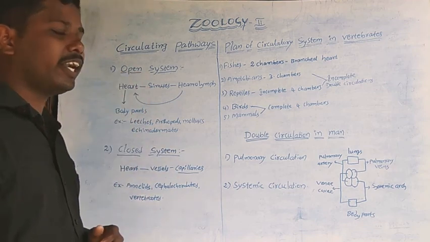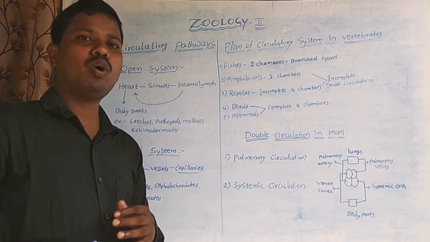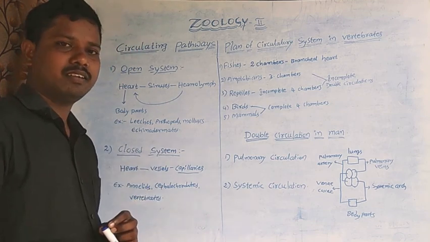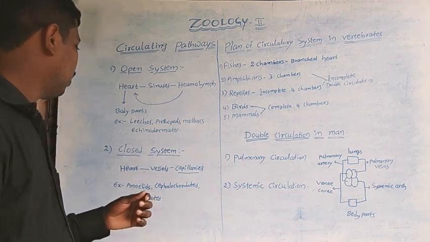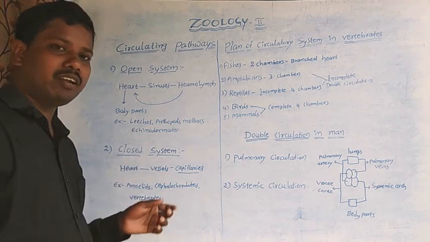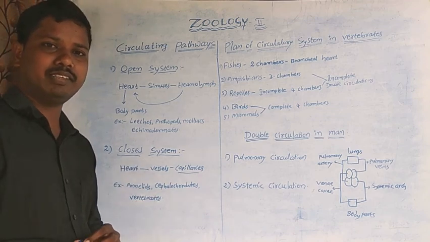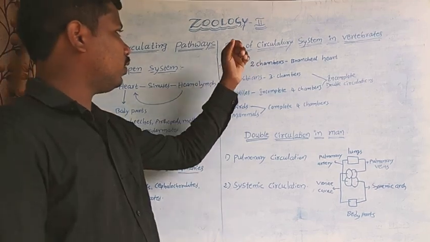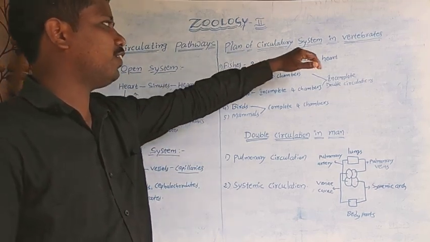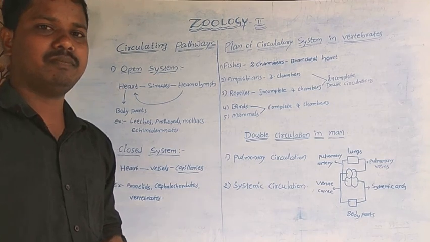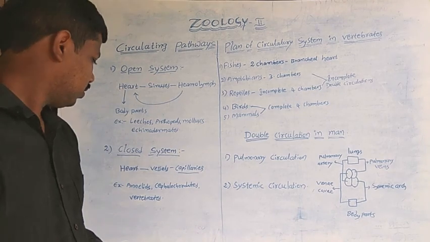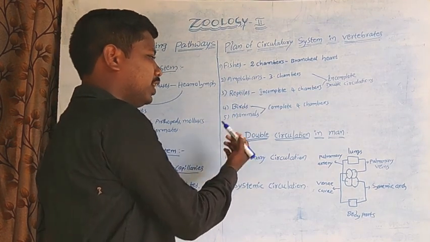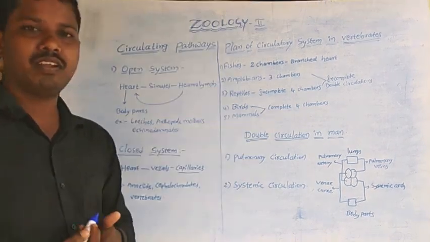In the open type of circulating system, there is no involvement of blood vessels. Here, blood vessels are involved in the closed type of circulating system. Next, we are going to discuss the plan of the circulating system in vertebrates. Fishes, amphibians, reptiles, birds and mammals are all vertebrates.